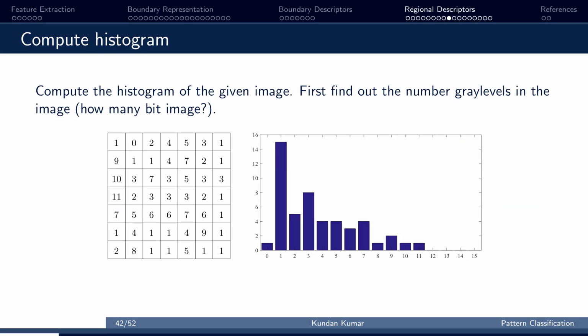Same thing. So let us solve this problem to compute the histogram. In this image, what is the maximum intensity value? Here the maximum intensity value is 11. And what is the next power of 2? We have the powers of 2 as 2 to the power 0, 2 to the power 1, 2 to the power 2, 2 to the power 3, 2 to the power 4, 2 to the power 5.